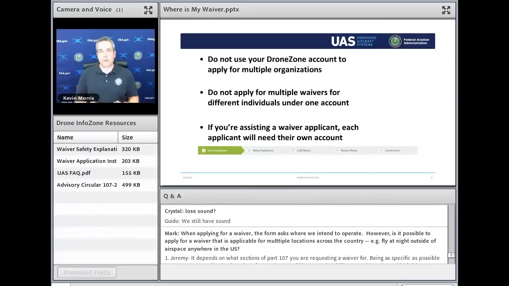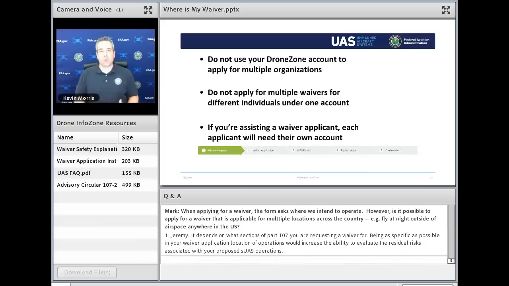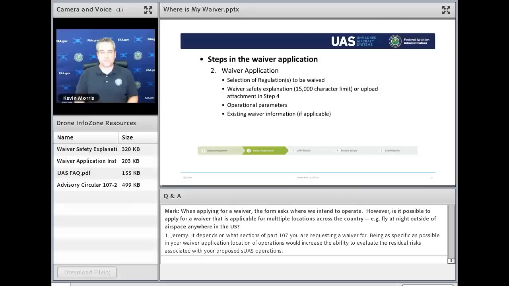So try and remember this. When you use the Drone Zone account to apply, do not use it to apply for multiple organizations. One Drone Zone account, one individual, or one Drone Zone account, one organization. We don't want people applying for multiple waivers for different individuals under one account. And if you happen to be in the business of assisting people with their waiver applications, please remember that each applicant will need their own account. Again, one Drone Zone account per individual or one Drone Zone account for an organization.